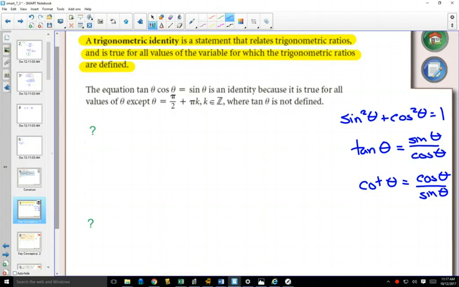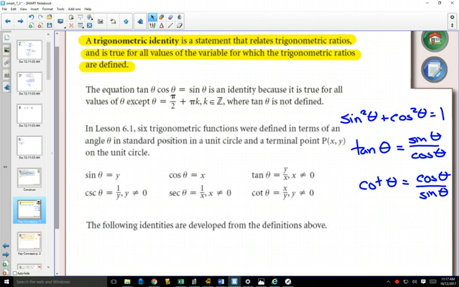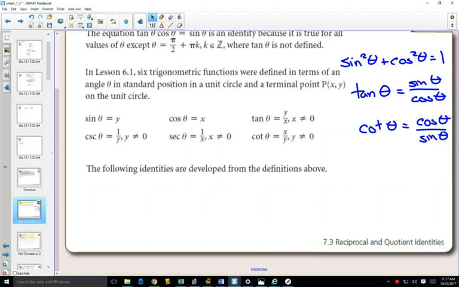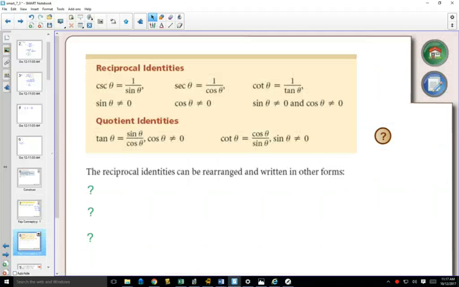We're also going to take our definitions of, here they are, our definitions of our reciprocal functions. So you know that cosecant is 1 over sine, secant is 1 over cos, and cotangent is 1 over tan.